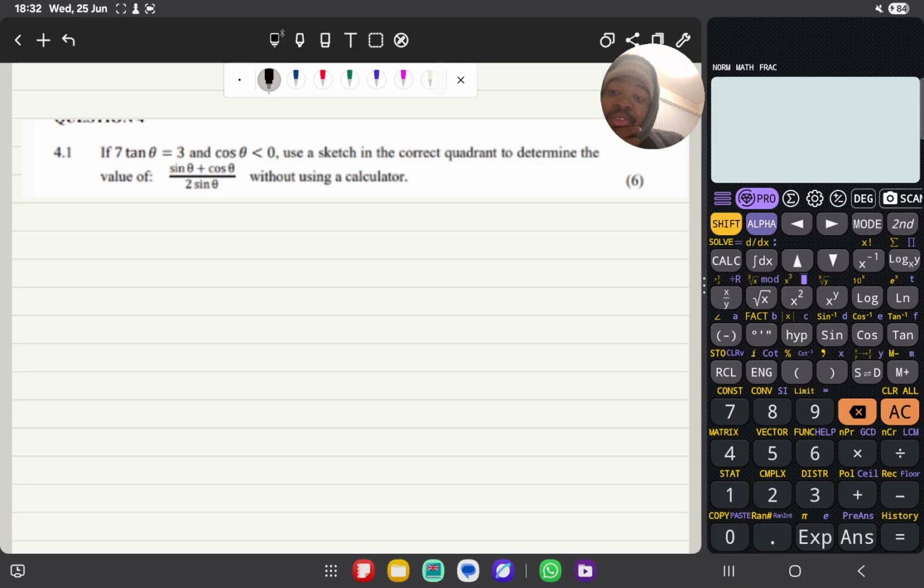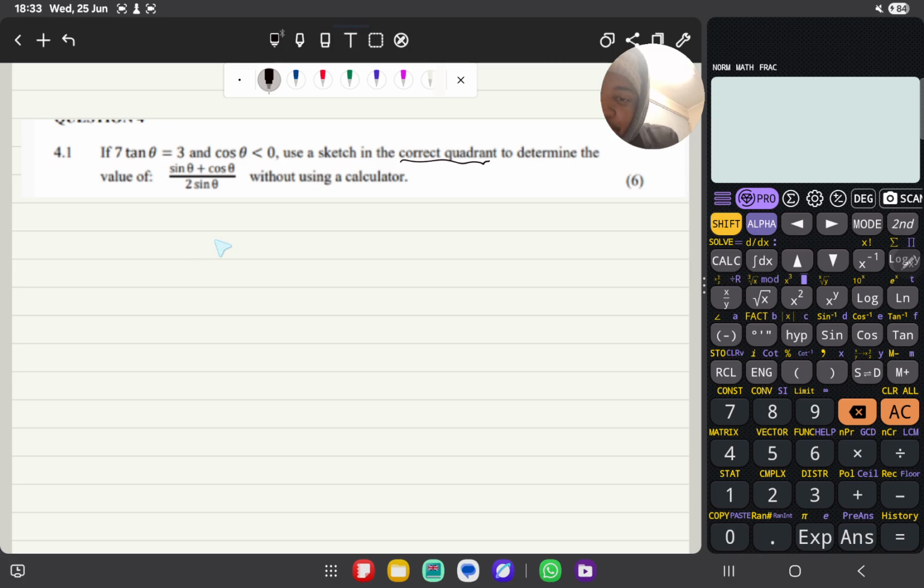So let's start. You have this question: if 7 tan theta equals 3 and cos theta is negative, use a sketch in the correct quadrant to determine the value of the expression. When I saw this question, I didn't see this thing, the correct quadrant.